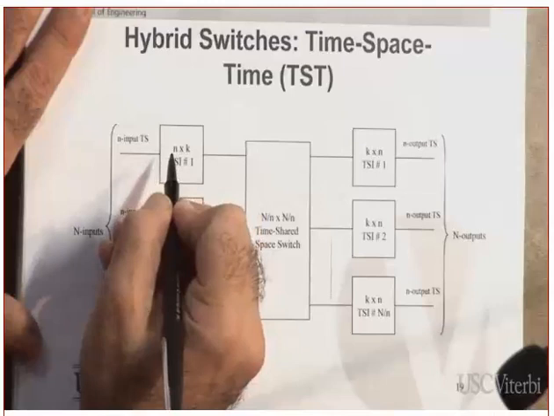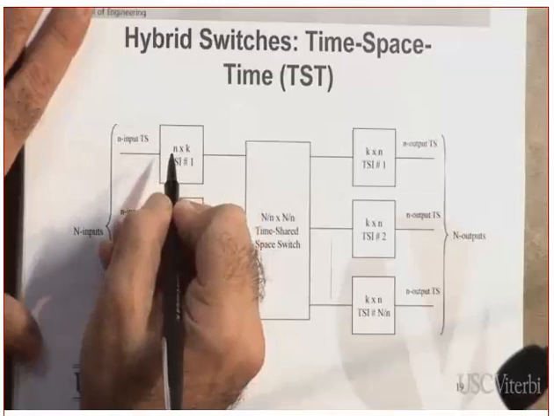Whereas this one is a space switch. Let's calculate the complexity. I want you to understand one thing here. During the first time slot, why do I call this one time shared? Is it the same space switch? That is the same space switch.